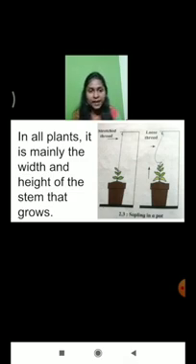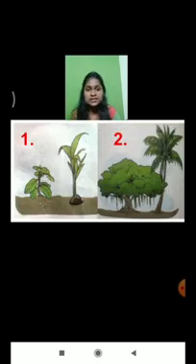Now can you compare? In the first diagram the plant was very small and the thread was very straight, and here in the second diagram the plant has grown taller and the thread has become loose. Okay, so this shows that all plants grow in height and also in width.